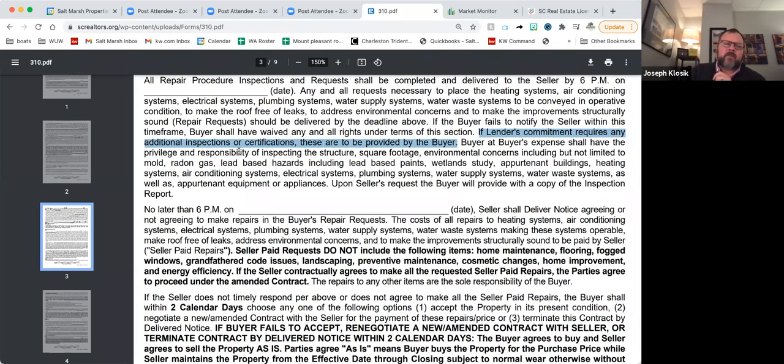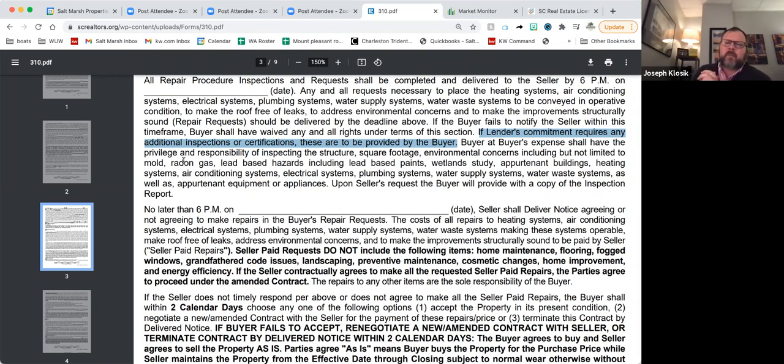Buyer, at buyer's expense, will have the privilege and responsibility of inspecting the structure. This kind of repeats it: the structure, square footage, environmental concerns including but not limited to mold, radon gas, lead-based paint hazards, wetland study, appurtenant buildings, heating systems, air conditioning systems, electrical systems, plumbing systems, water supply systems, waterway system, as well as appurtenant equipment and appliances. So basically it's saying they have the privilege and right to inspect for all of these. It kind of puts the cart after the horse, unlike in the last one.